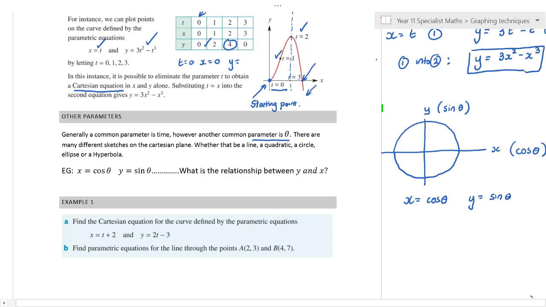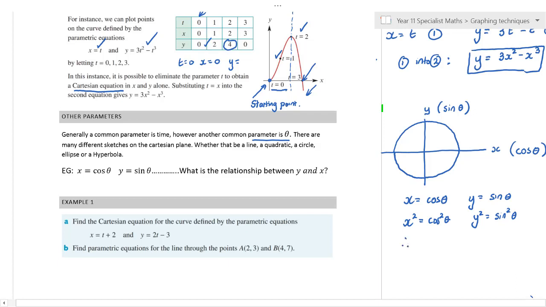Okay. Now, we want to find a relationship between x and y. Now, it's not as easy as subbing in t. Like before we had x equals t, and we can just sub it in. That was nice and easy. But what we can say is that let's do x squared, because x squared is equal to cos squared theta, isn't it? And y squared is equal to sine squared theta.